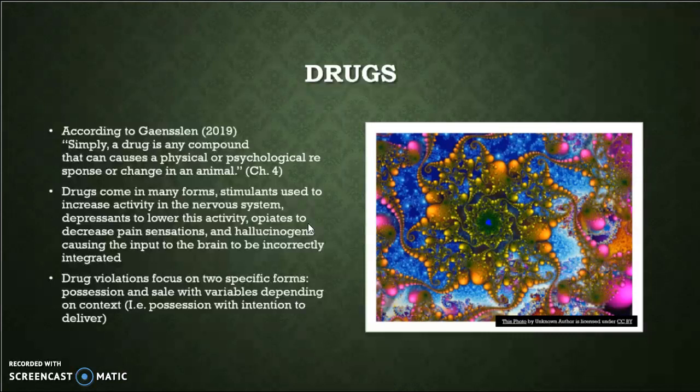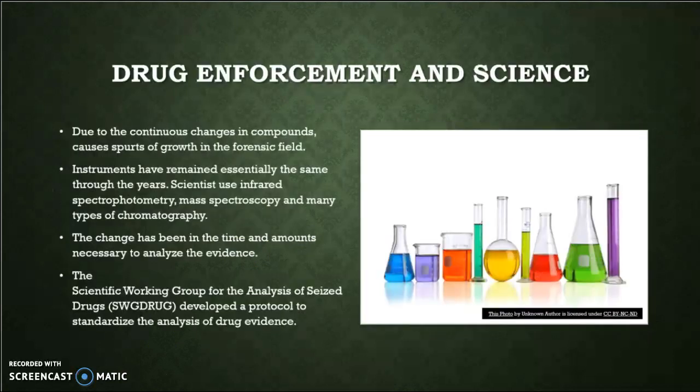Drug violations focus on two specific forms, possession and sale. Each of these come with different variables depending on the context. For example, possession with intention to deliver.